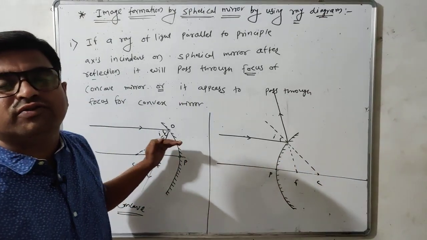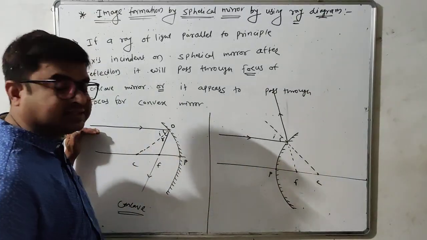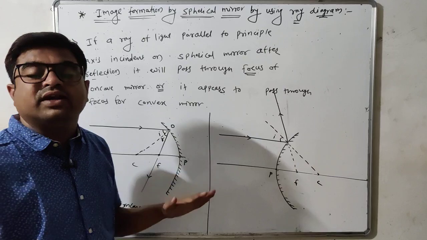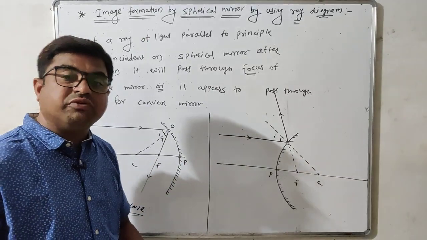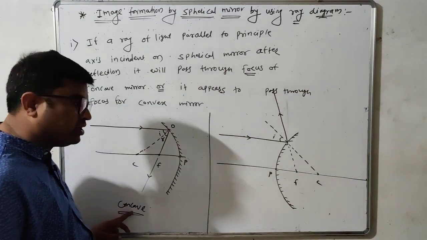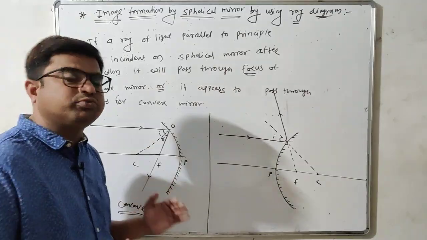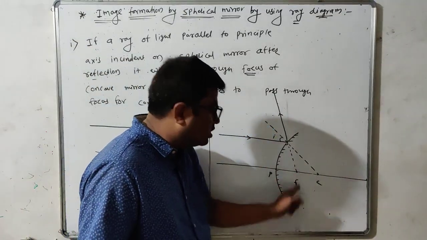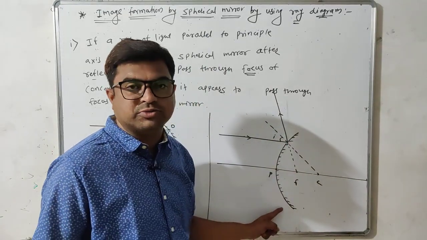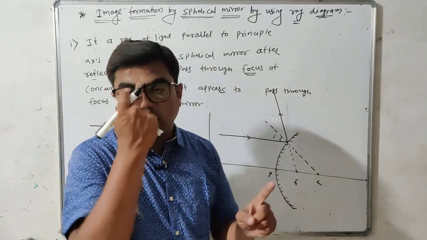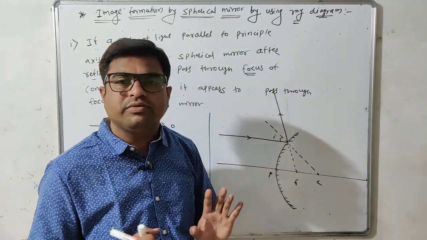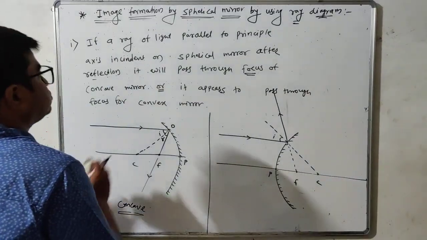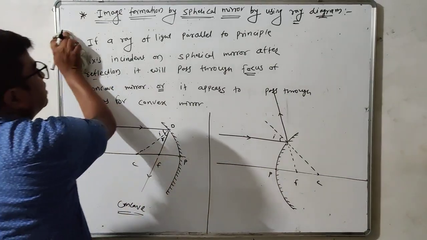Therefore whenever a ray of light which is parallel to the principal axis is incident on the reflecting surface of any spherical mirror, after reflection it will pass through the focus for a concave mirror, and it appears to be passing through the focus in case of a convex mirror. This is the first rule for drawing a ray diagram. Got it? Okay. Now student, let us understand the second rule.